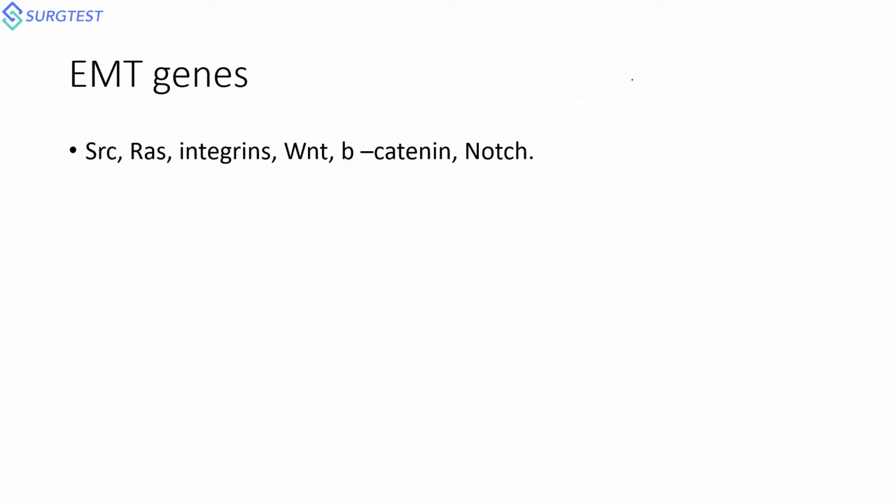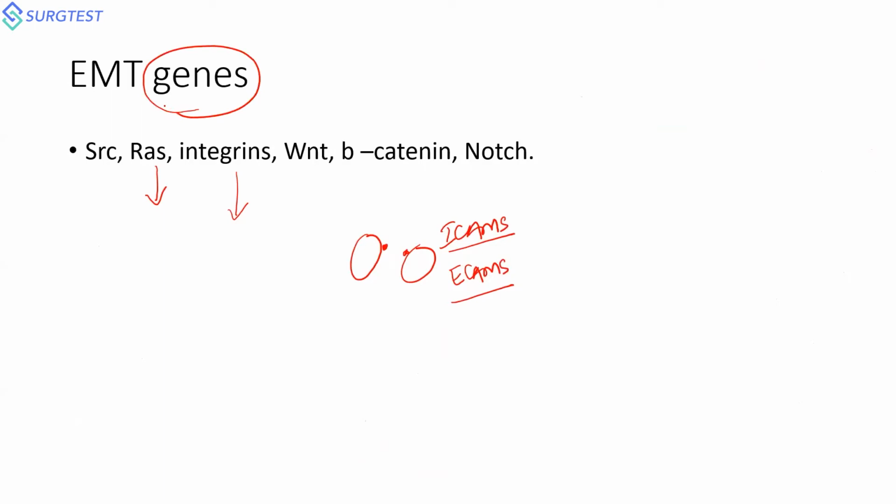I have been talking about the EMT. EMTs have been generally regulated by these 5 genes. Your SRC is your sarcoma gene. Your RAS is your intracellular transmembrane signaling element. Your integrins are responsible for your cellular connections. These are the communications between two different cells. You will have your CAMs, ICAMs, ECAMs. These are all your intercellular adhesion molecules. These are being used as your probable genetic signaling molecules for epithelial to mesenchymal transition.